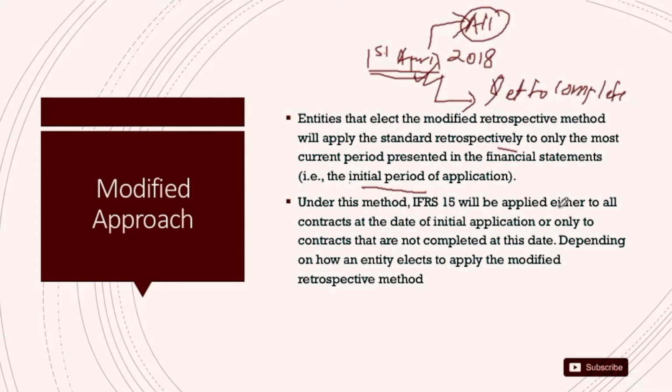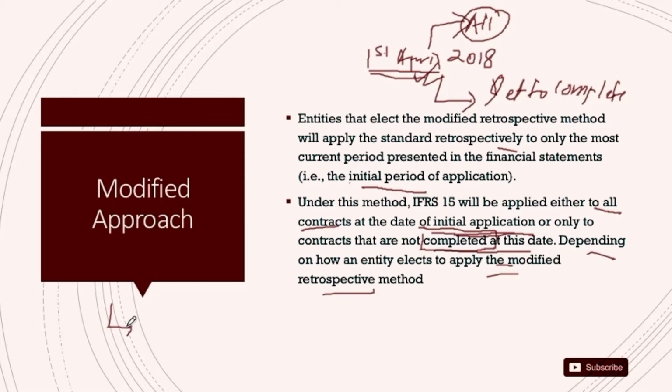Under this method, IFRS 15 will be applicable either to all the contracts at the date of initial application. Whatever contracts you have, whether completed or incomplete, you have to apply the standard. Or only to the contracts that are not completed till this date, depending on how you elect to apply it. There is a definition of completed and incomplete in the standard.